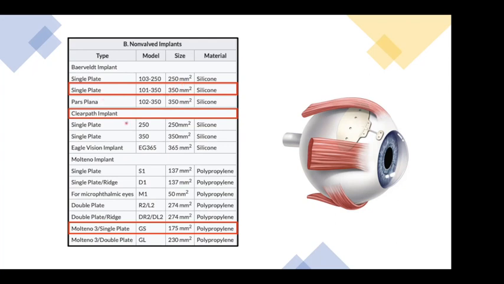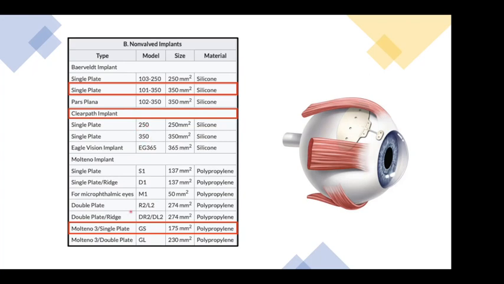And then the company of the Ahmed valve has produced the ClearPath, which is an Ahmed valve, but without a valve. So it's a valveless Ahmed valve. It's now getting into the market, the ClearPath, and a lot of surgeons are using it. And it comes in two sizes, 250 and 350.